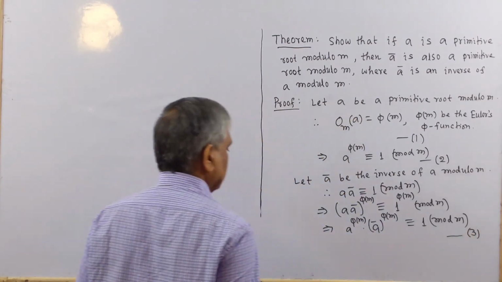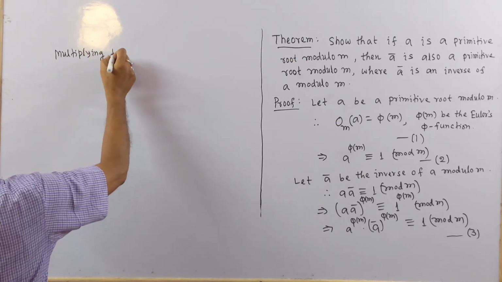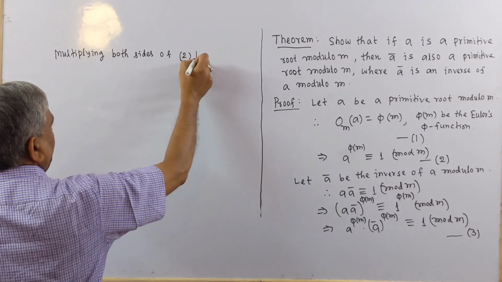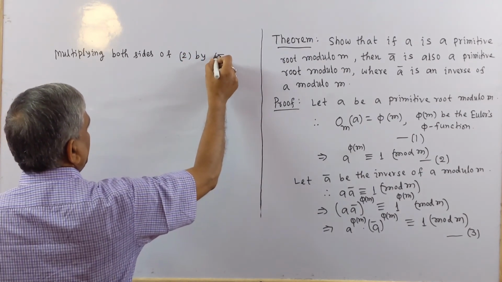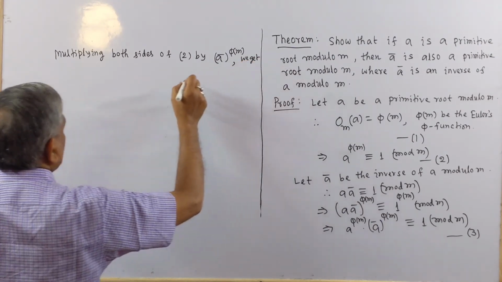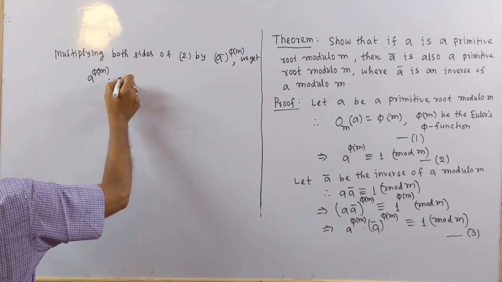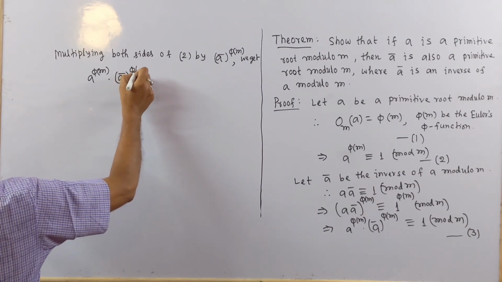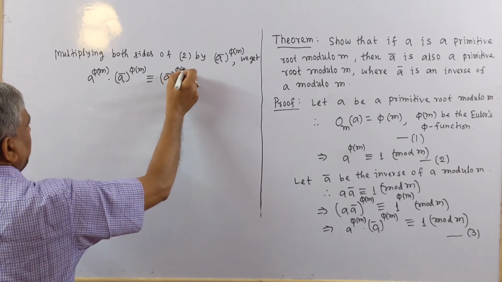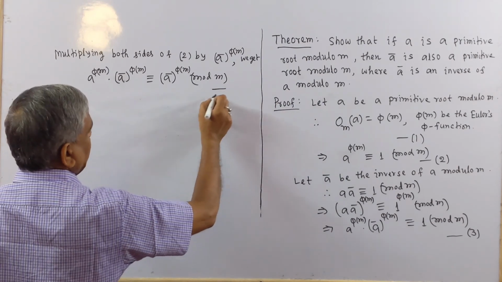This is number 3. Multiplying both sides of 2 by a bar to the power phi m, we get a to the power phi m multiplied by a bar to the power phi m is congruent to a bar to the power phi m modulo m. This is number 4.